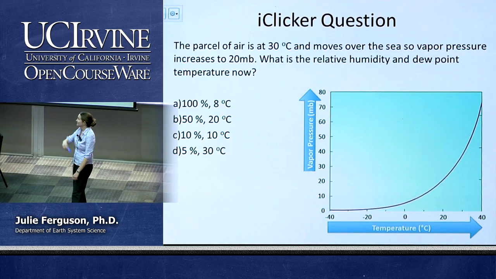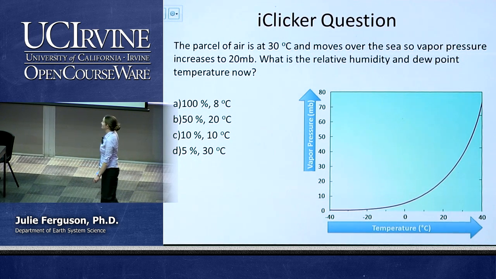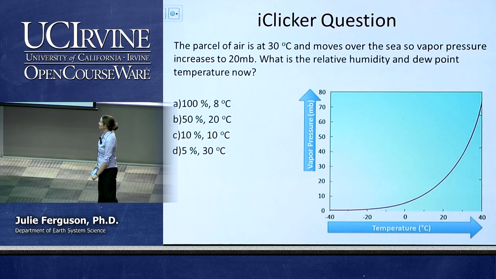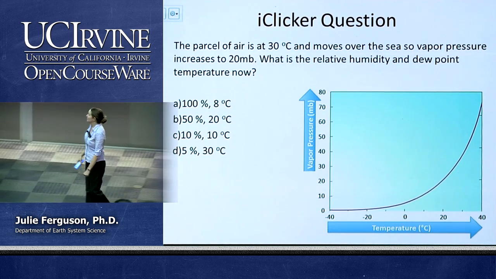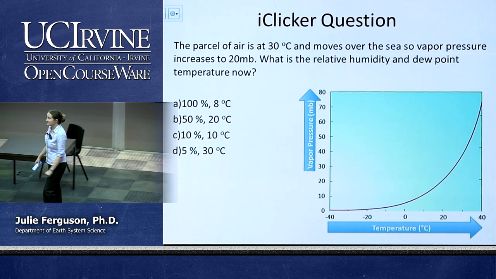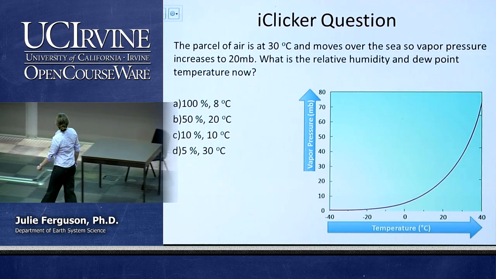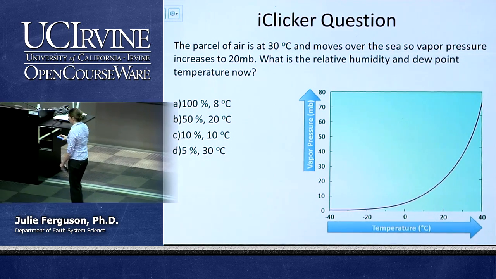So let me know what you think. My parcel of air is at 30 degrees Celsius, and it moves over the sea, so my water vapor pressure now increases to 20 millibars from what it was before. What is the relative humidity and the dew point temperature now? I'll give you a couple of minutes to think about this.